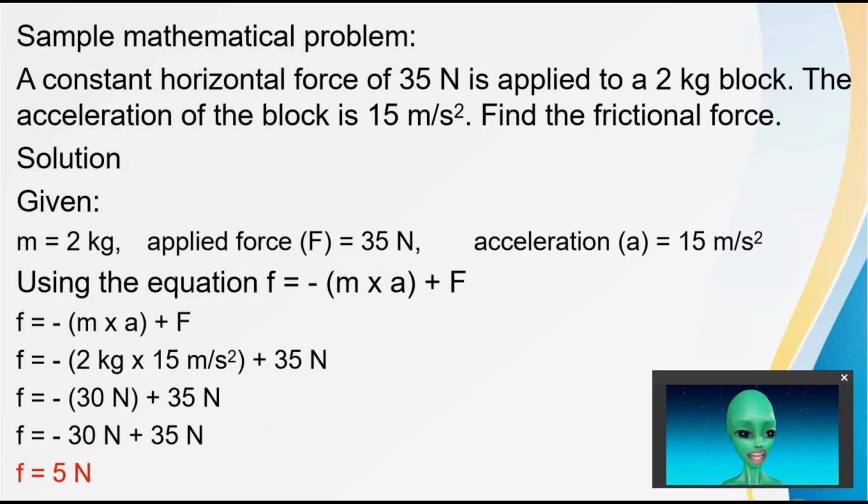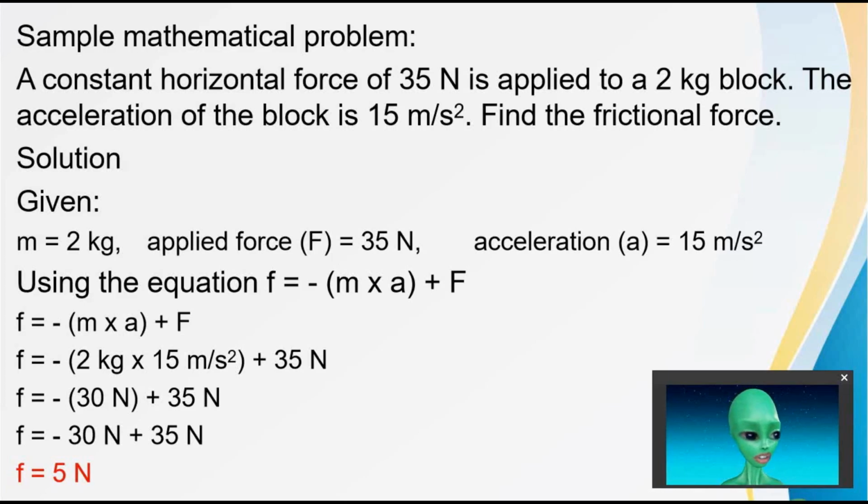Here is a sample mathematical problem. A constant horizontal force of 35 newtons is applied to a 2 kilogram block. The acceleration of the block is 15 meters per second squared. Find the frictional force. So in order to solve this, we must find what is being asked. What is being asked is friction, and find what is given. So we have the given: mass is equal to 2 kilograms, applied force is 35 newtons, acceleration is 15 meters per second squared.